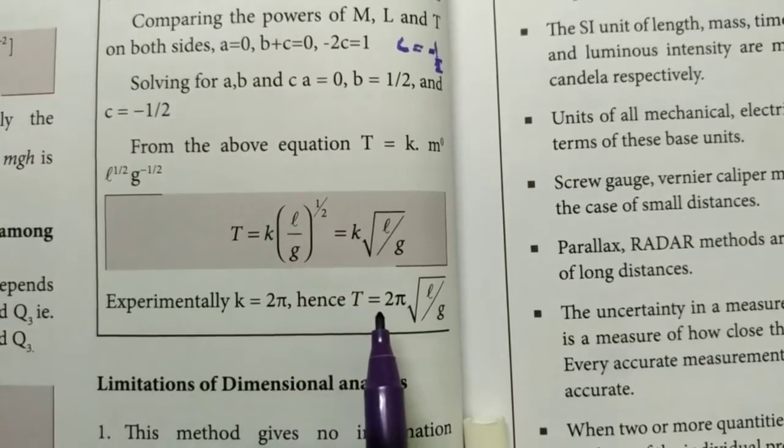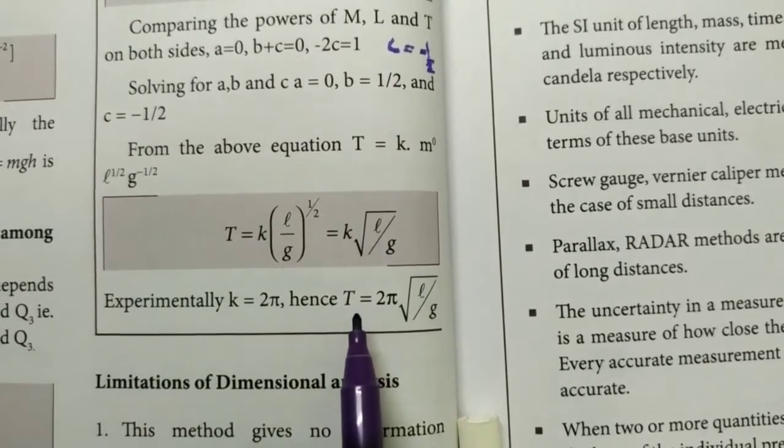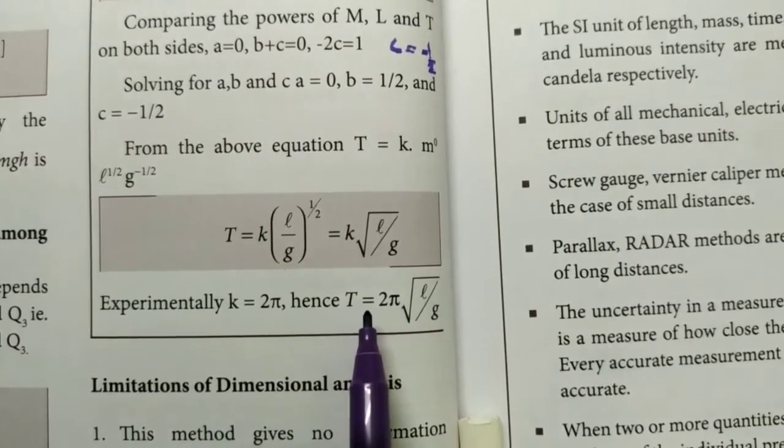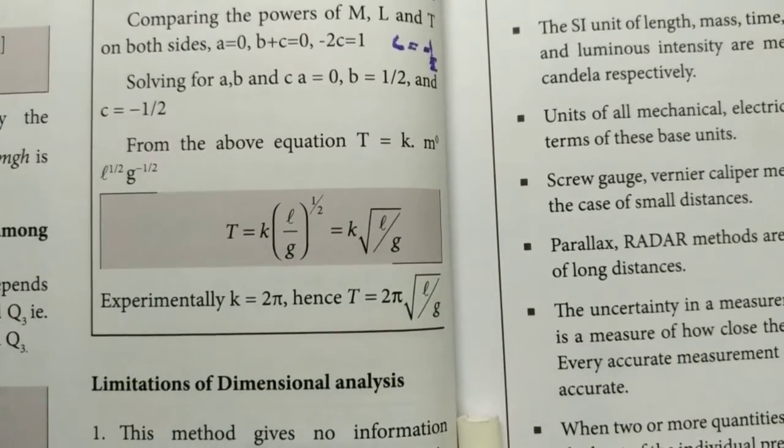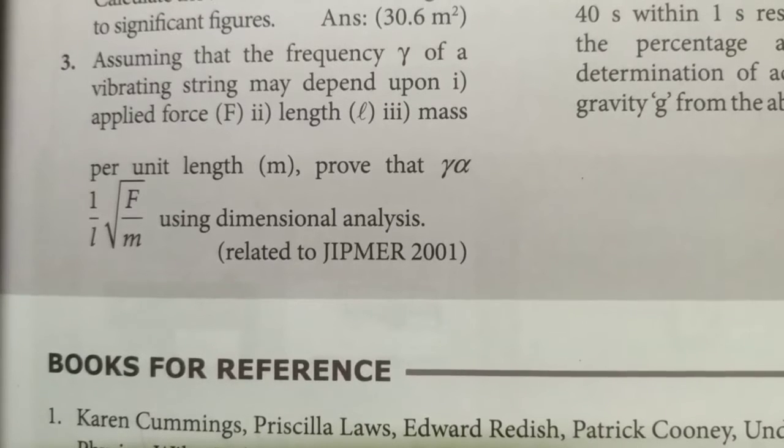Then we can substitute the value of K here. Then we get T is equal to 2 pi root of L by G. Okay. Now we are going to see one exercise problem which is given in your book in page number 39. That is problem number 3.